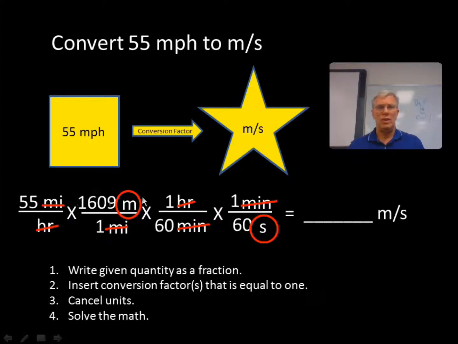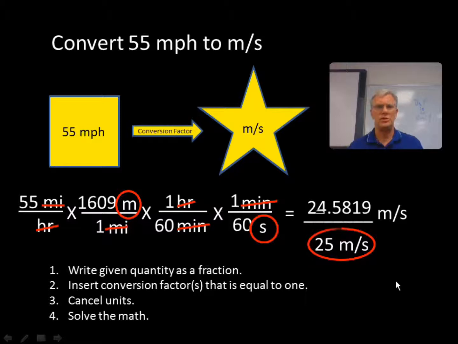So now we'll multiply straight across, and we'll multiply straight across, and the answer will come to 24.5819 meters per second. That is 6 significant figures. Our answer has to be in 2 significant figures, so this needs to be changed to 2 significant figures, and we'll round this to 25 meters per second.